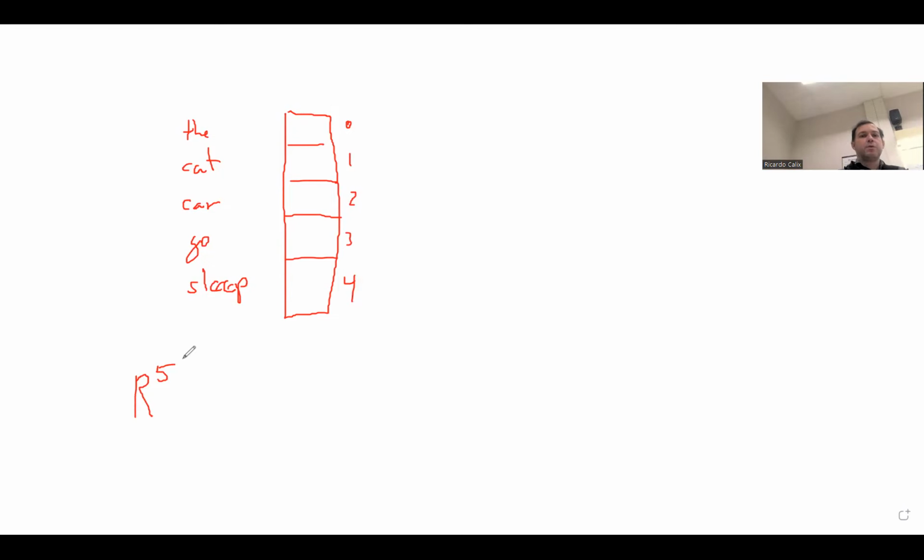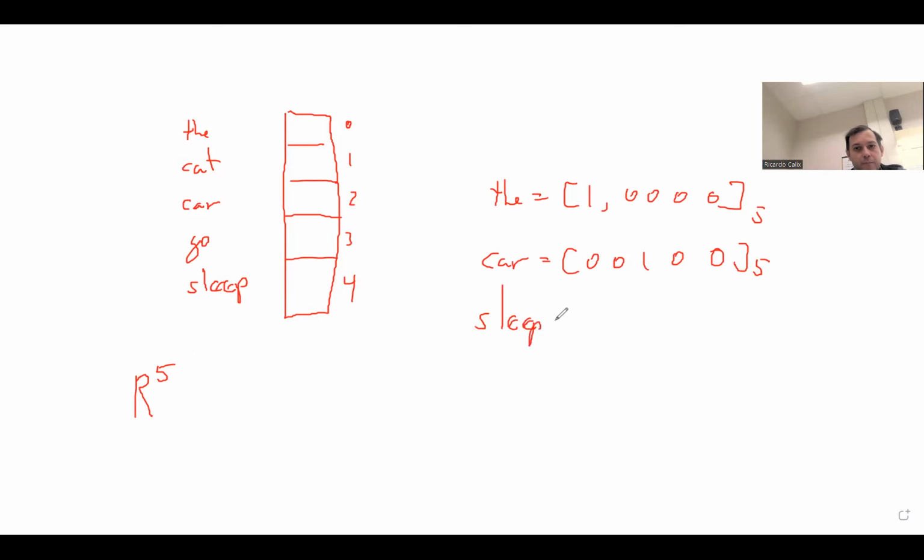So basically, whenever I have the word the, how do I encode it? That's how I encode it. If I have the word car, do you see that? That's an embedding of size 5. If I have the word sleep, that's an embedding of size 5.